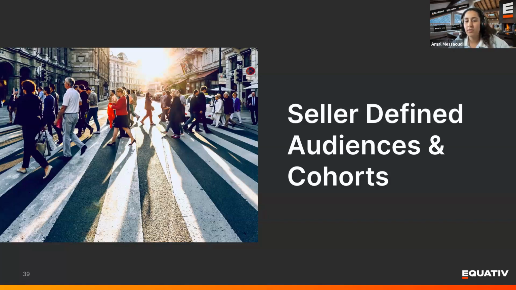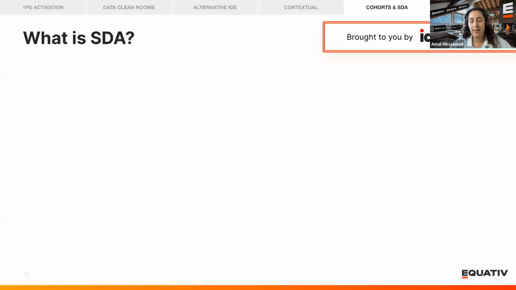In terms of seller-defined audience, I wanted to say before diving into the subject, I will present seller-defined audience, but we also have seller-defined context available. It works exactly the same way as the contextual targeting, except that it's passed through what we call seller-defined context fields in the bid request, and they're also built into cohorts. So what is SDA? Short for seller-defined audiences, and it will be easier for me to refer to it as SDA for the rest of the presentation.